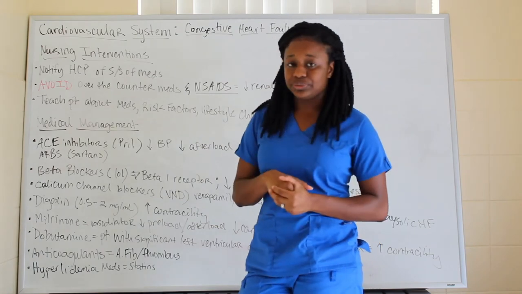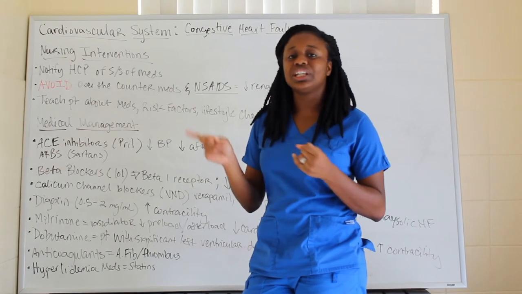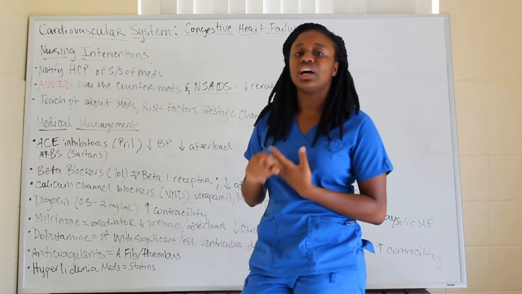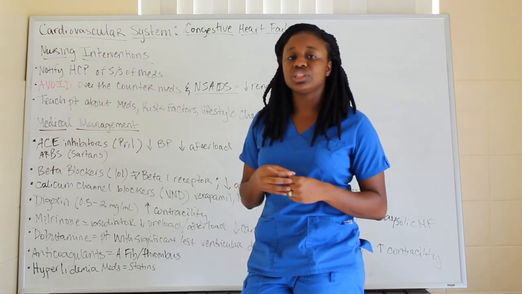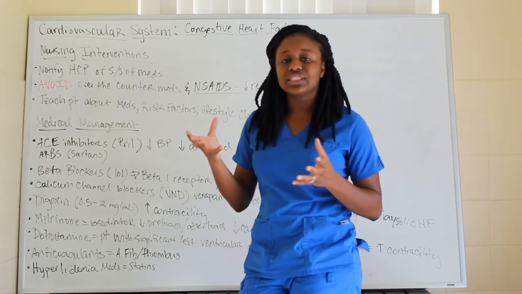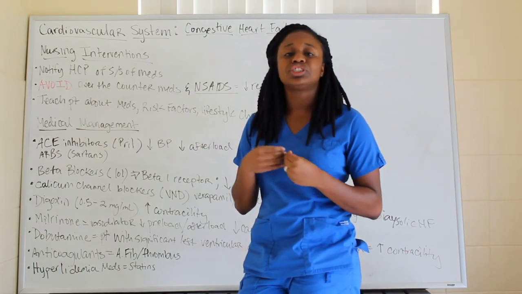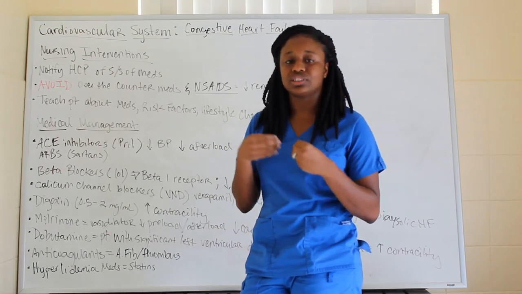Also, digoxin has an antidote. So like Coumadin and heparin, it does have an antidote, and that antidote is called digoxin immune fab. Digoxin is the only drug in that category of the digitalis, and pretty much the antidote is the drug of choice for toxicity.